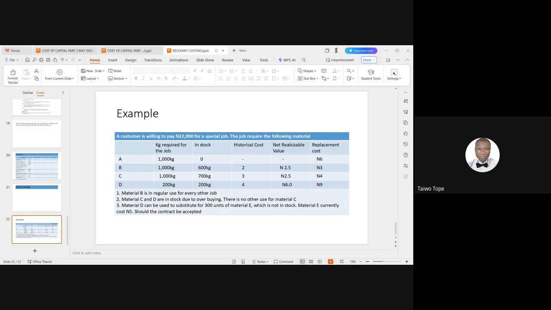Now, if we decide not to dispose of it and use it to perform the function that material E will perform, how much are we going to save? How are we going to save 4,500? 9 minus 5. I don't understand the explanation.